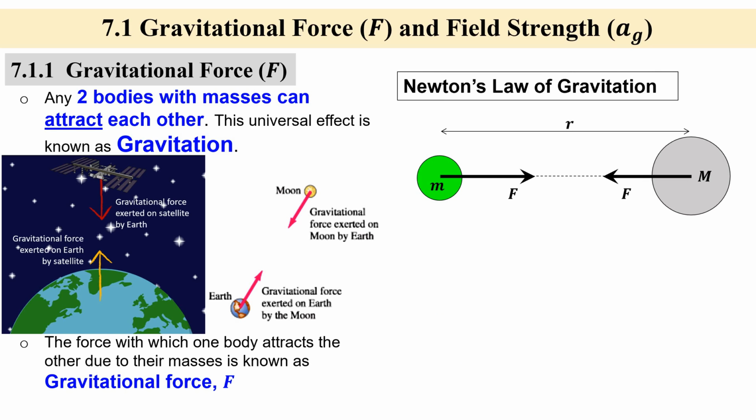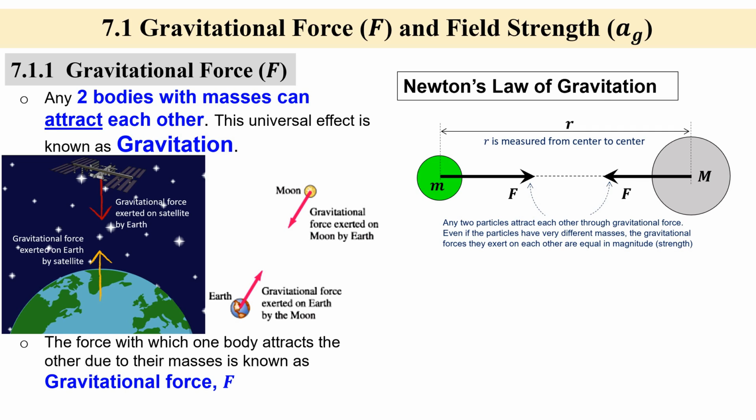Let's consider this situation. We have two objects, one is m and the other one is capital M, separated at a certain distance r. So these two particles will attract each other through gravitational force. Even if the particles have very different masses, the gravitational forces they exert on each other are equal in magnitude. Remember, the distance r is always measured from the center to center of the two particles.